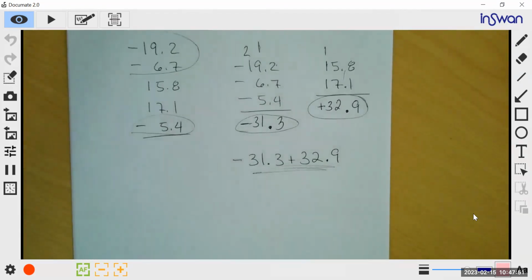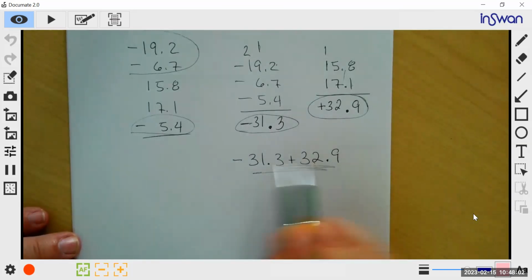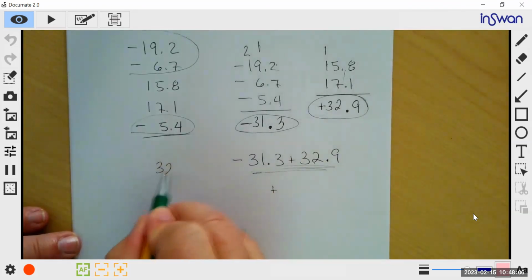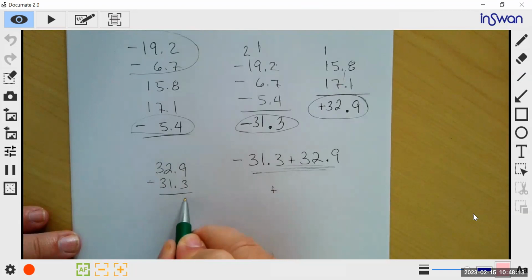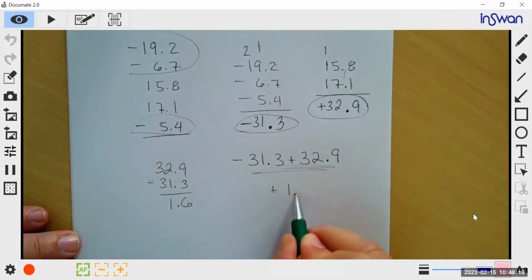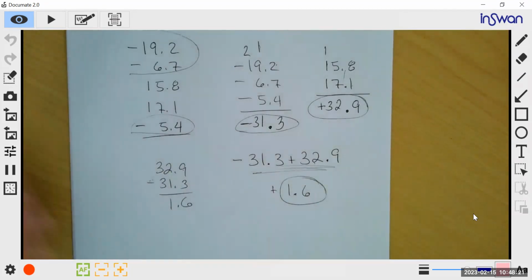That's called grouping. We can do that because of the commutative property of addition. We can move our numbers around and group them how we want to, the associative property. So is the answer going to be positive or negative? Because 32 is bigger, so it's positive. 32.9 minus 31.3. 9 minus 3, 6. 2 minus 1. So the answer is positive 1.6.